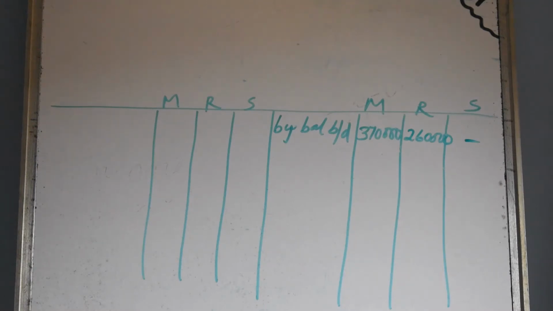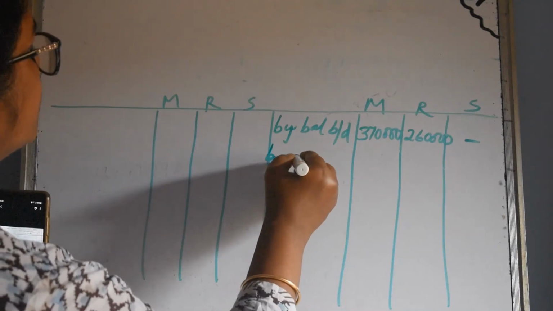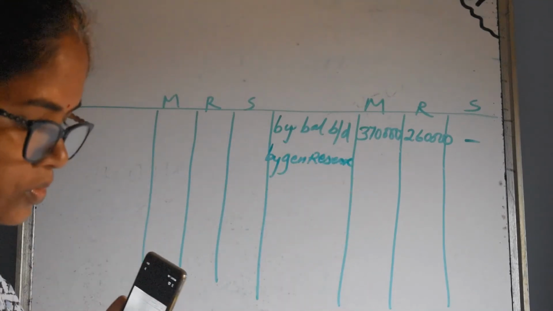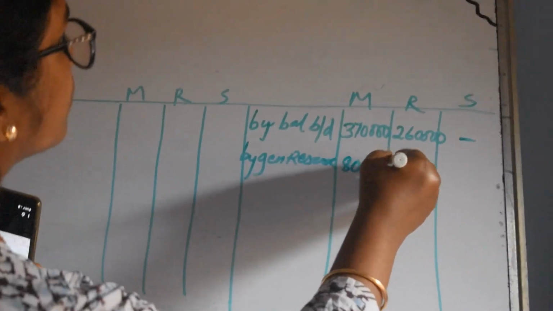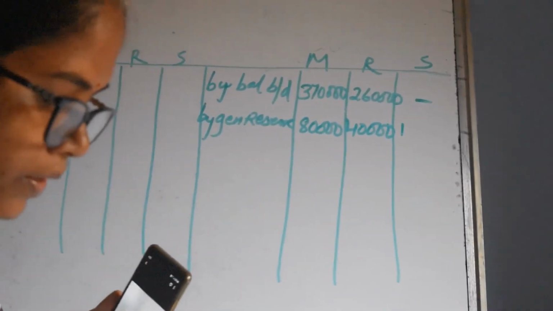But general reserve 2,40,000. Distribute in the old profit sharing ratio. What is that old profit sharing ratio? 2:1:3. So the share is 80,000, 40,000 and 1,20,000. So the general reserve in the old ratio you distribute, it comes to 80,000, 40,000, 1,20,000.